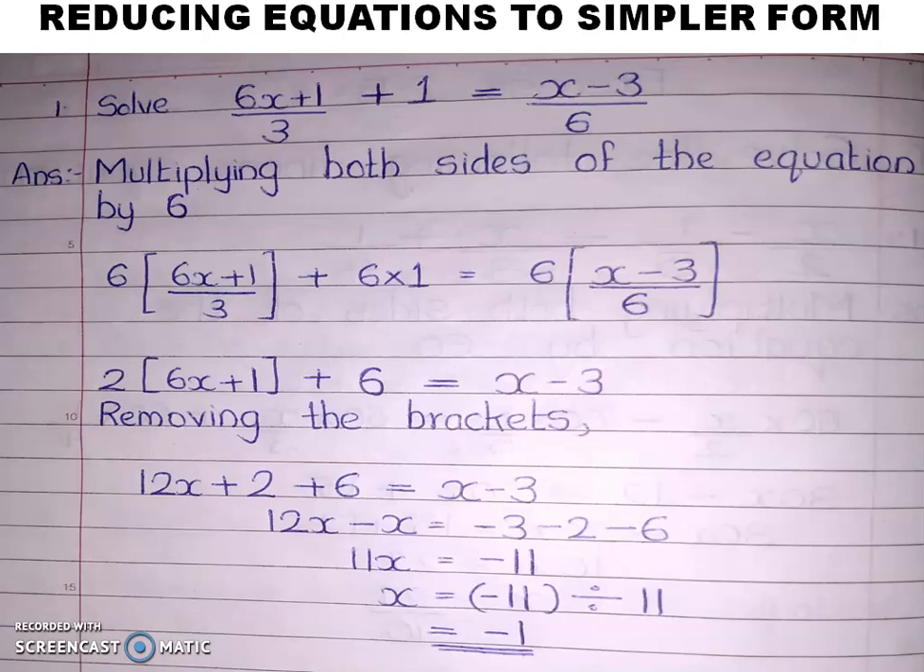12x minus x is 11x. This when you add, you are getting minus 11. So 11 divided by minus 11 is negative 1. So what is the value of x? X is equal to negative 1. We'll move on to the next question.